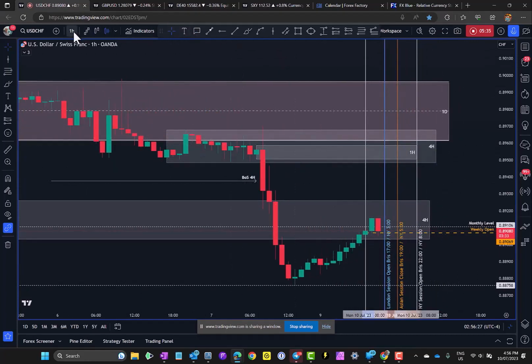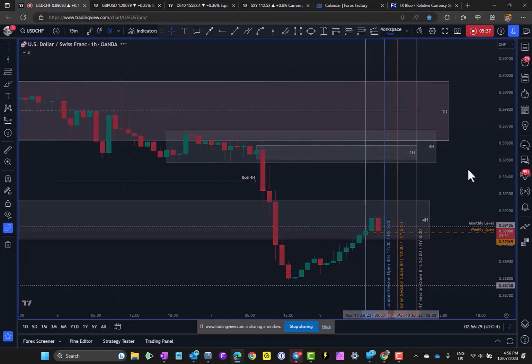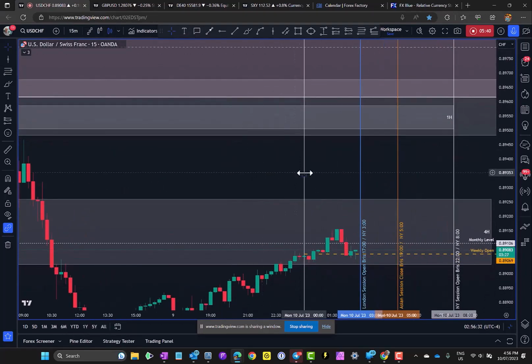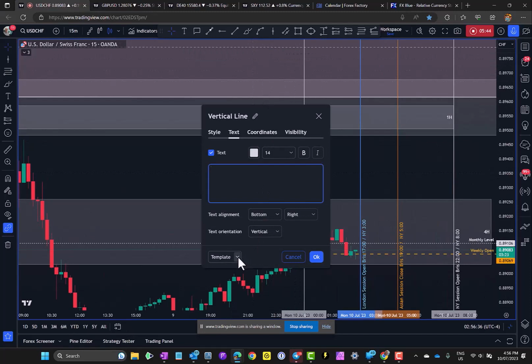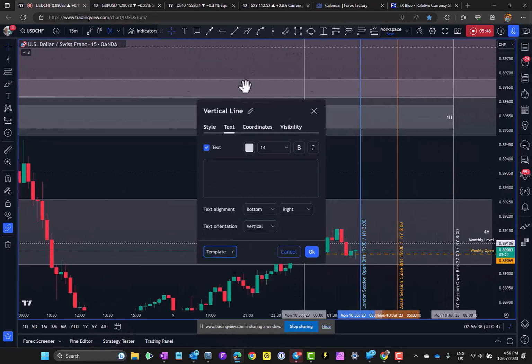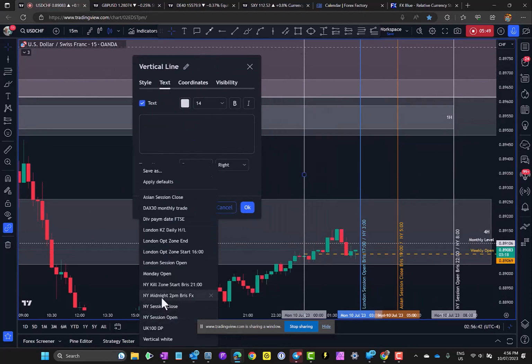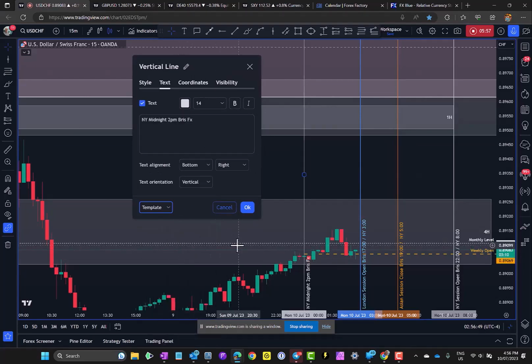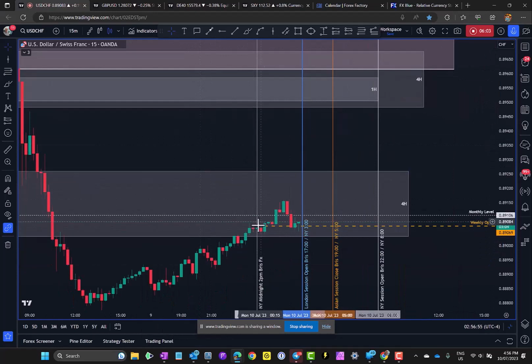What I've done is I've marked up, I'll just go down to a 15-minute. I've marked up the, well, this is the New York midnight. Let's just see if I've got that in here. Midnight, 2 p.m. Brisbane, New York midnight, that'll do. So that's my New York midnight. That's where we open here. You can see the weekly open now. This is the London open. This is the Asia close.